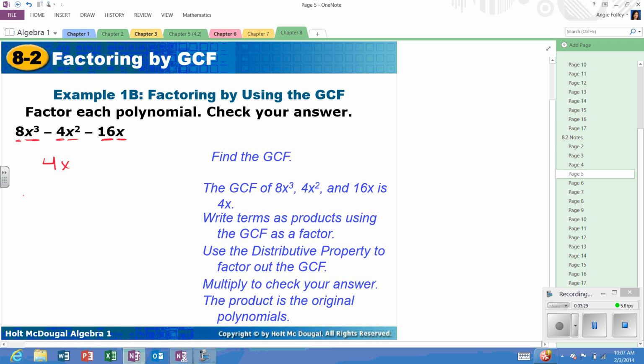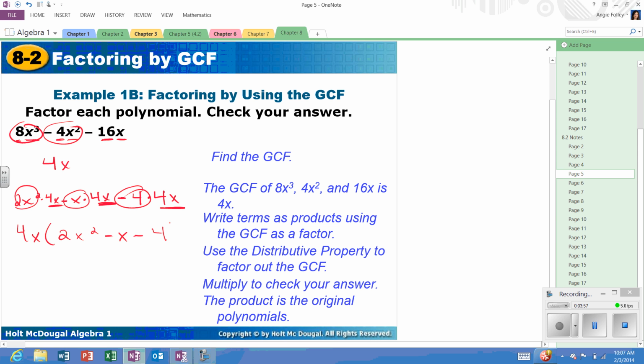The first, 8 times x to the third, can be written as 2x squared times 4x. Then I can have minus x times 4x. So I'm basically splitting each term up. And then I can have minus 4 times 4x. So if you look, I can pull out a 4x out of all of them, and I'm left with 2x squared minus x minus 4.